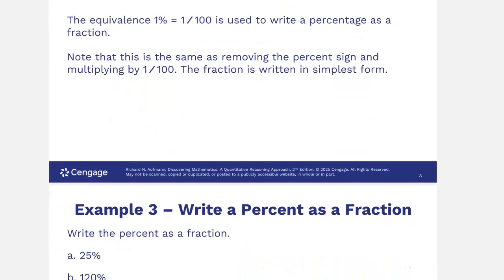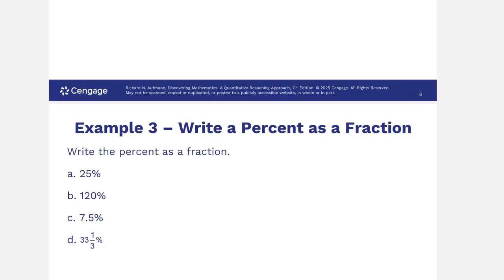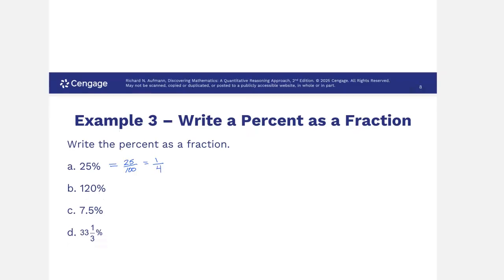So let's talk about how to write percents as fractions. The easiest way to write a percent as a fraction is to think about it as the number over 100. 25% is 25 out of 100, and then we want to reduce that. 25 goes into 25 one time, 25 goes into 100 4 times. And we would do the same thing for all of these. We have 120%, so that's 120 out of 100. Both of those reduced by 10. Both of those reduced by 2. So that's equal to 6 over 5.